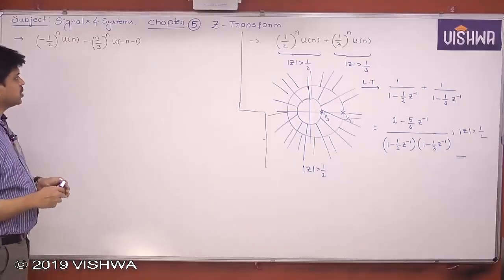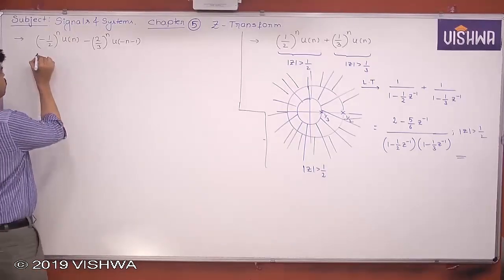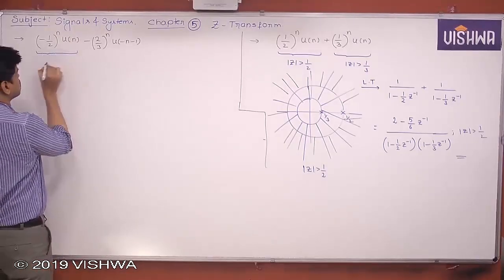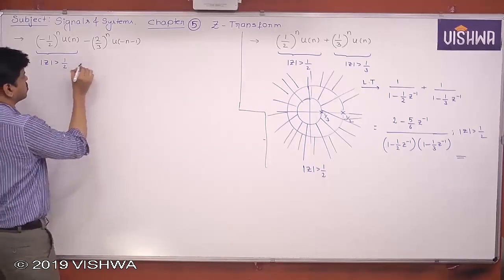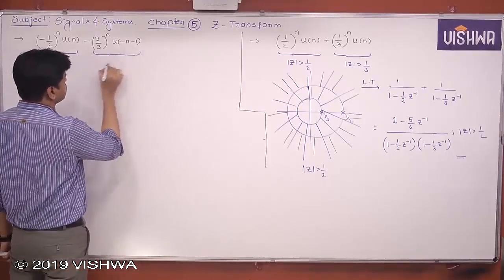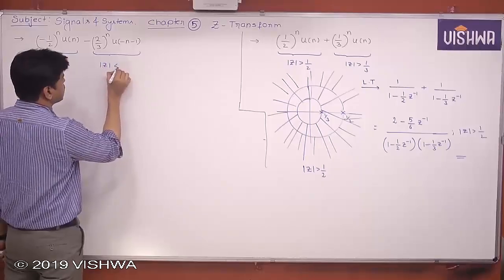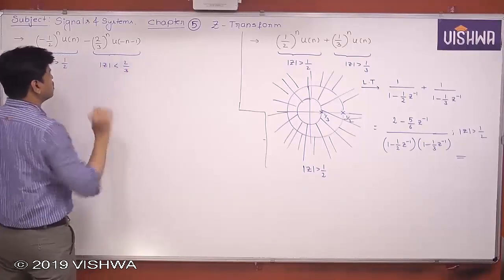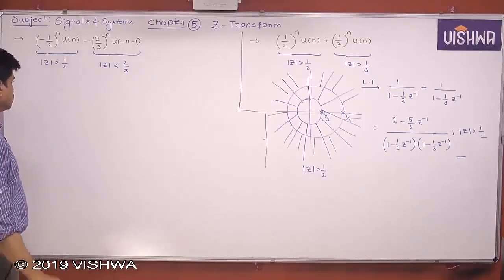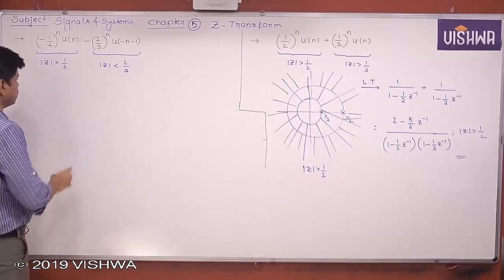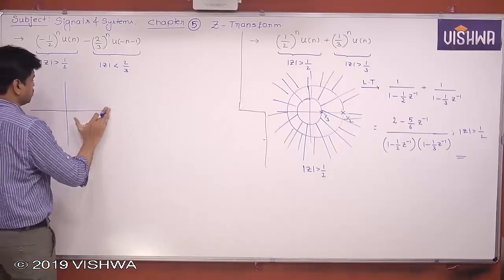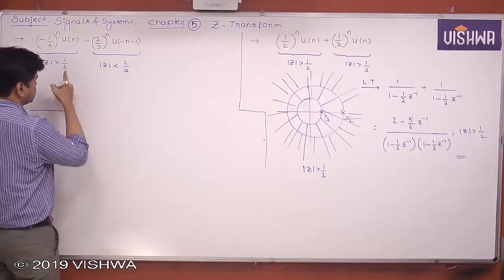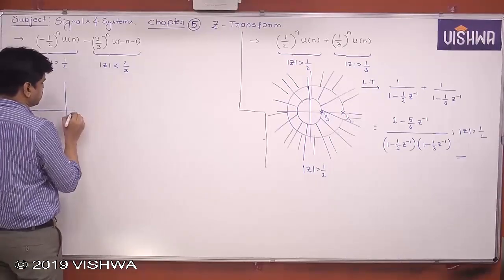Okay. See here, for this signal, what is the ROC? Mod Z greater than 1 by 2. For this signal, mod Z less than 2 by 3. So this is what the ROC. Let's check it out whether they are having the common ROC or not. 1 by 2, 2 by 3. Which one is greater? This is 0.5, this is 0.66.